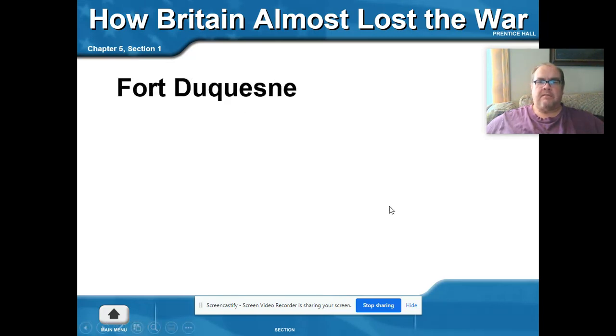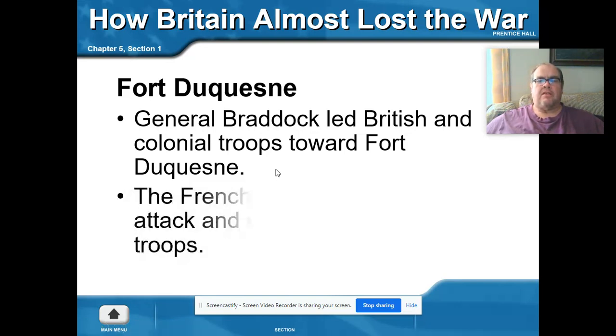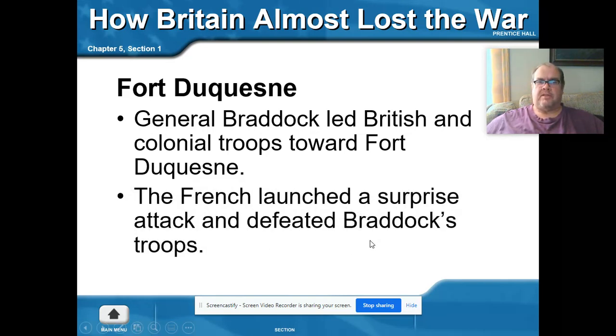And Fort Duquesne, which is how you say this funky word, Duquesne. General Braddock, the British general, took his troops towards Fort Duquesne, which is basically what today we call Pittsburgh. And along the way, he was ambushed and defeated, and he himself was killed in the battle. And this is a big defeat for the British.